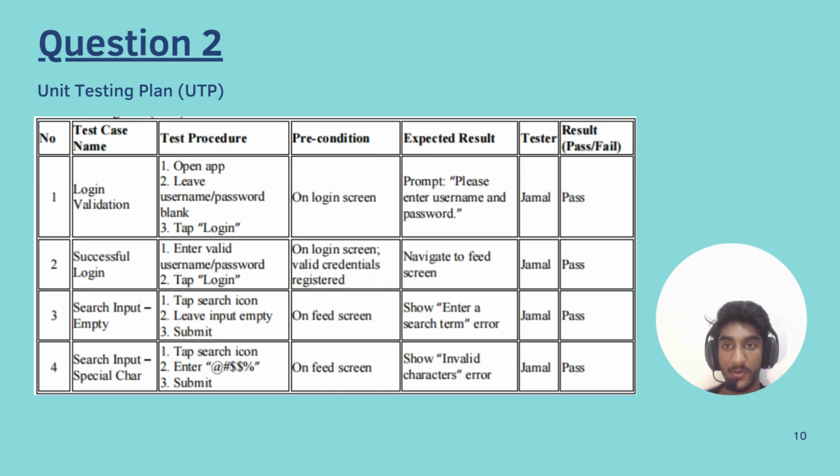For the last one on unit testing plan is search input special char. The test procedure is tap the search icon and enter something and submit. The preconditions are on feed screen too, and the expected result is show "invalid characters" error. And the tester was me, Jamal, and the result was pass.